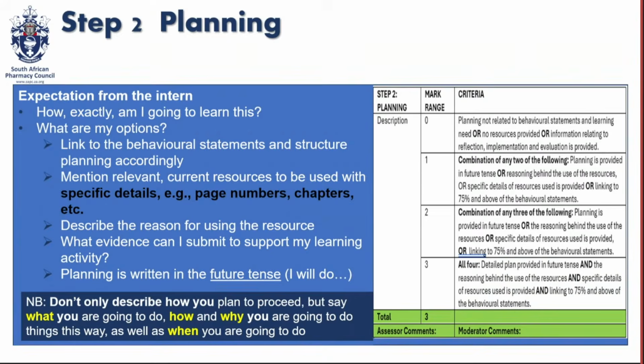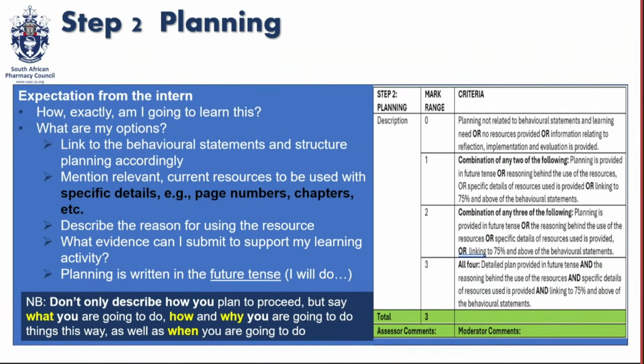Describe the reason for using the resource. Often we don't see a reason. So why did they choose that particular resource? How is it relevant? How is the scope of practice within the GPP relevant to that competency standard? What evidence can I submit to support my learning activity? That's a question they need to ask themselves. How can they show the assessor and moderator that they know exactly what they're doing and where they're going to get that information to prove competence?